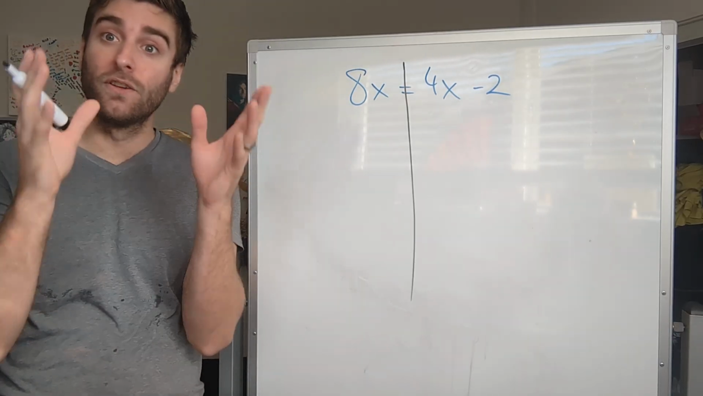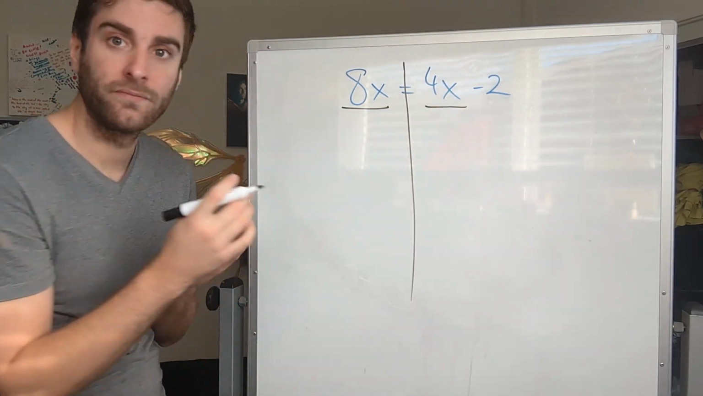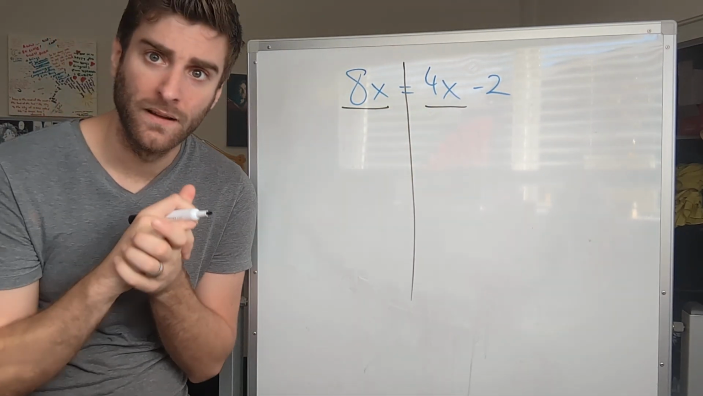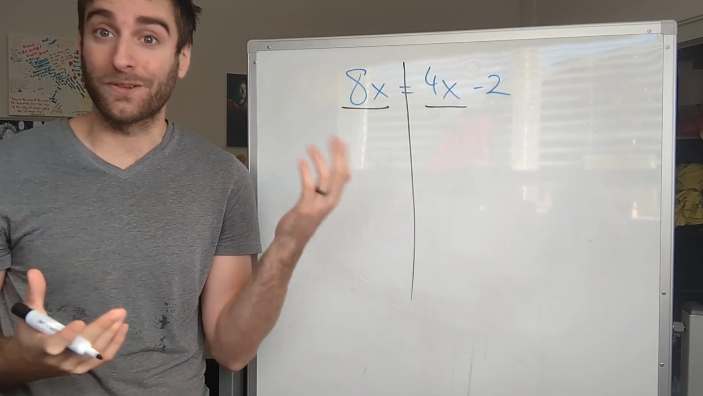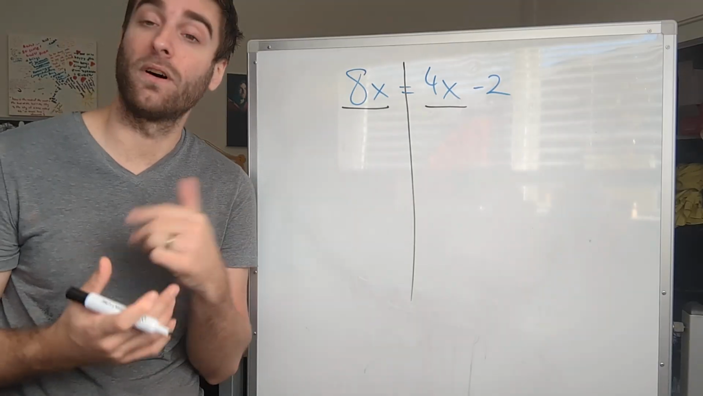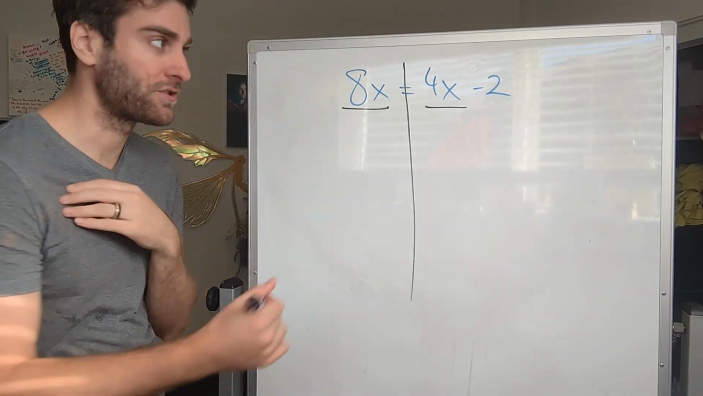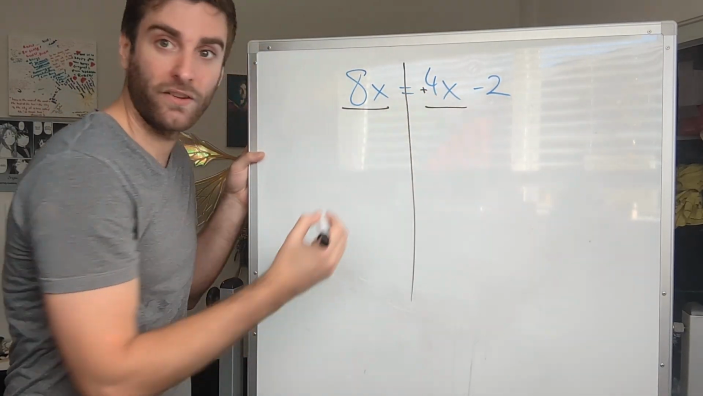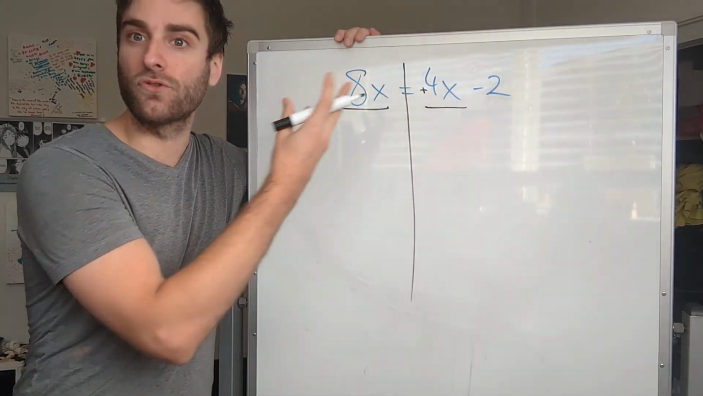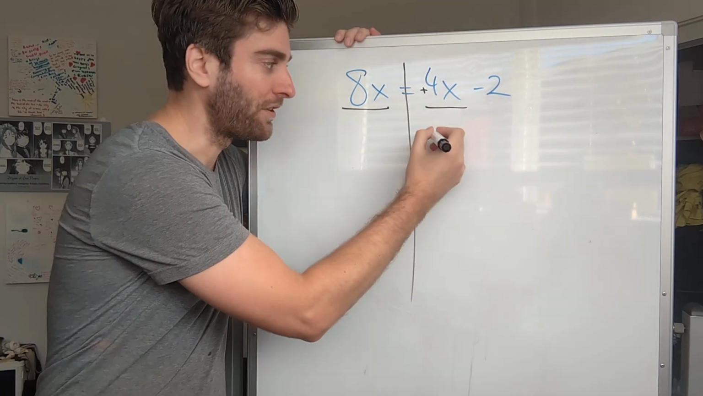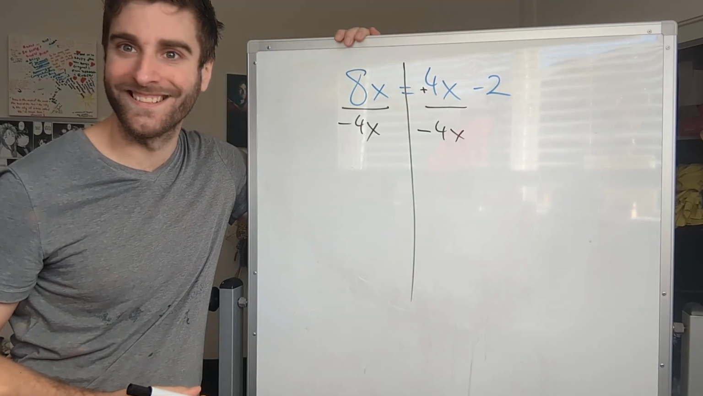So what we're going to do is look at the two terms with an x in them, and they are 8x and 4x. And we're going to pick the smaller of the two. Which one's smaller, 8 or 4? 4 is smaller. Because 4 is smaller, we're going to move it by using our opposite operations. Hidden here in front of this 4 is a plus, right? We know it's a positive number. So what we can do is subtract it from that side. So I'm going to show that here by saying minus 4x on both sides.